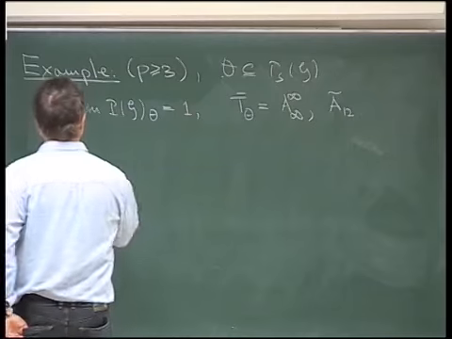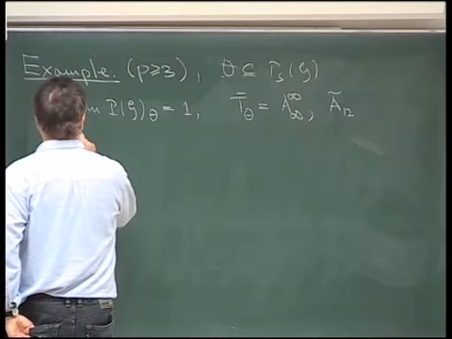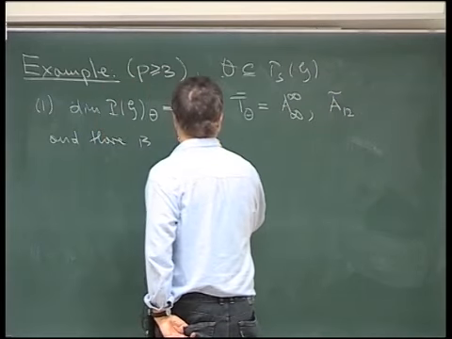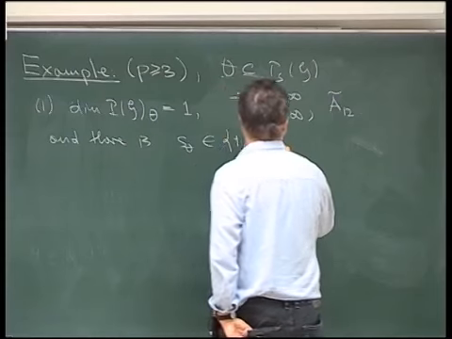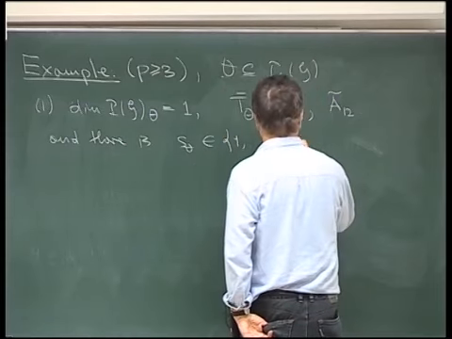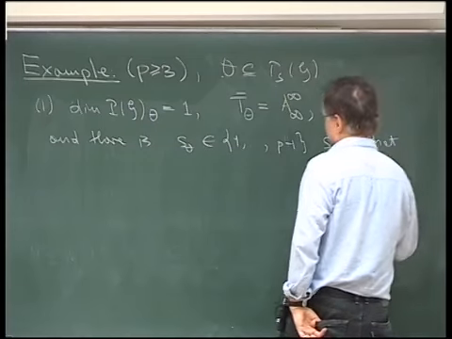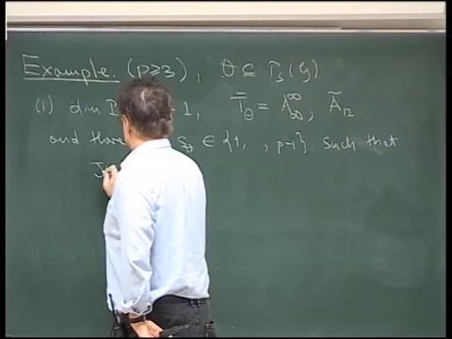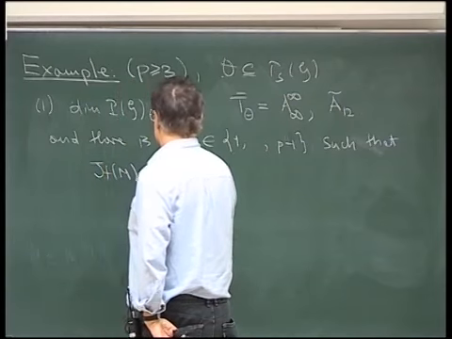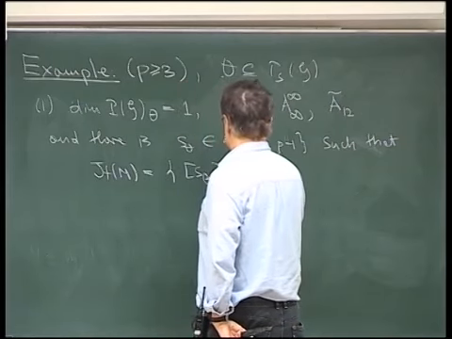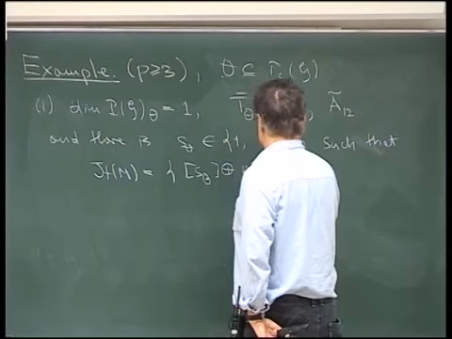And there is a number S theta between 1 and p minus 1 such that the set of Jordan types is just S theta plus something projective.